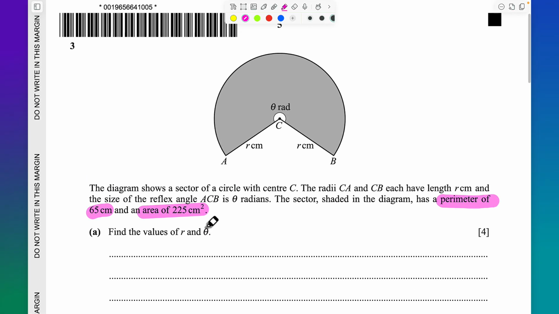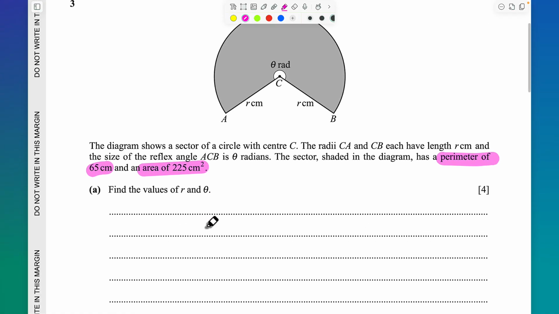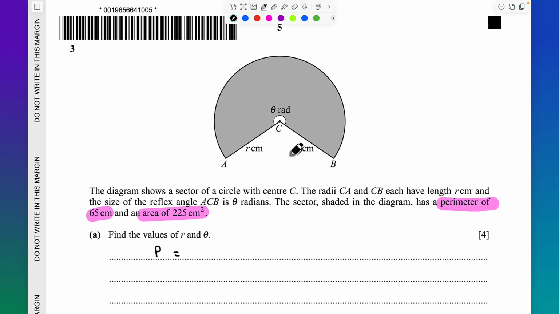They haven't given us too much information, but the key pieces of information we have highlighted are perimeter and area, so let's start there. How do you find the perimeter of a shape such as this? Essentially, we want to add up all of the sides that make up the shape. Starting at point C, going down to point A, that's going to be R, plus we have the arc length AB, and then from B back to C is going to be another R.